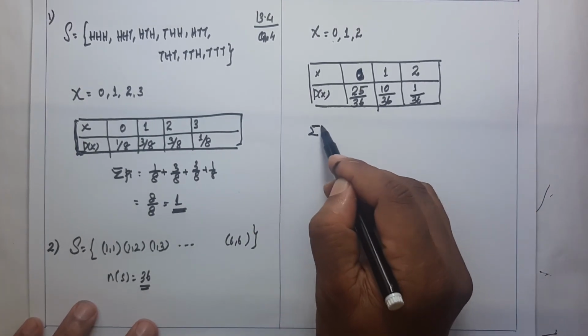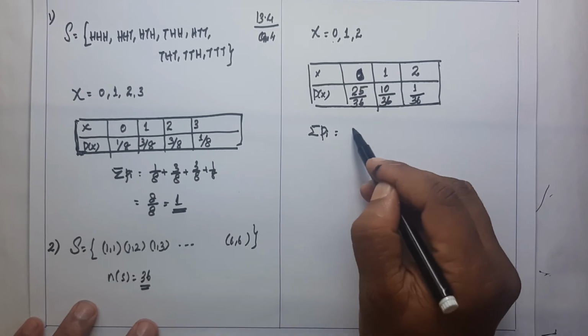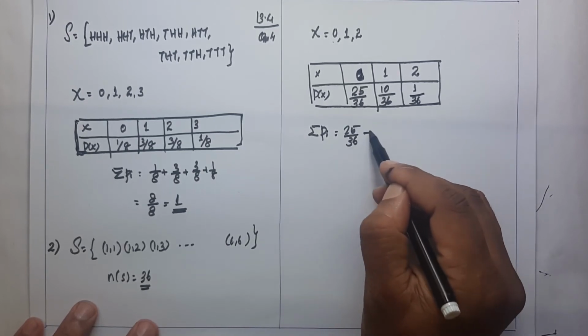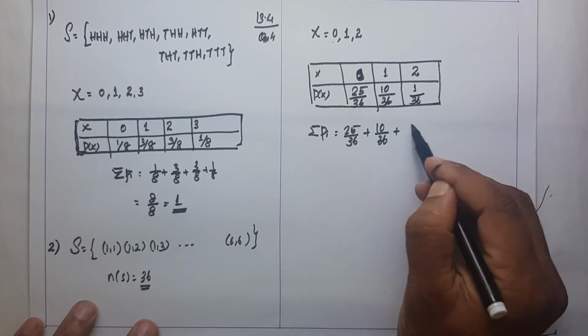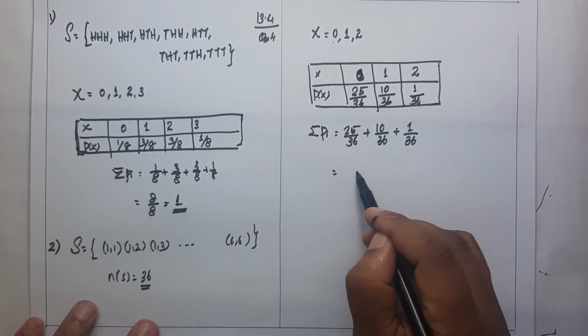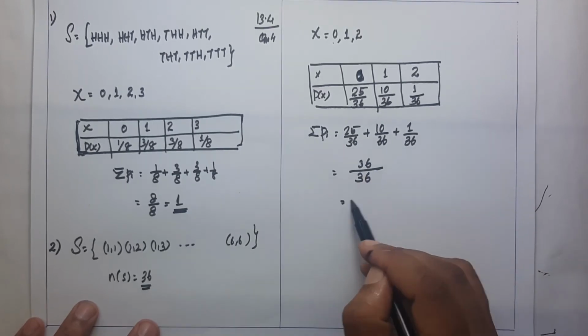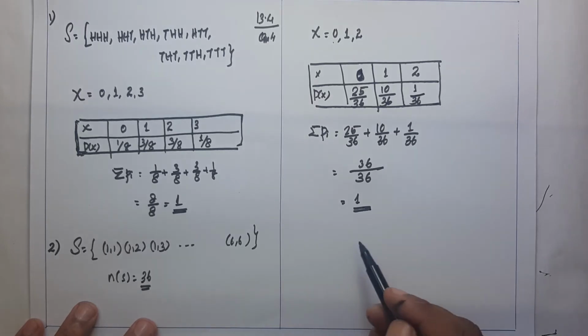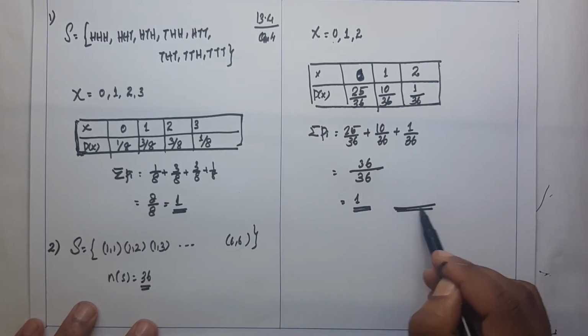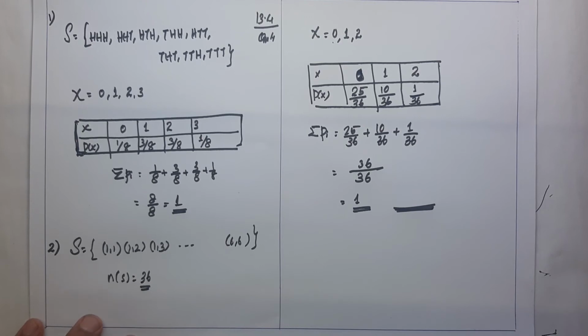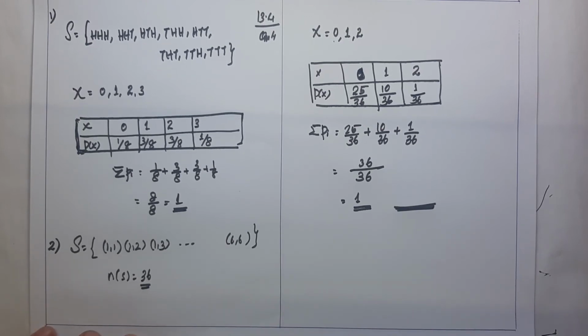Now we find sigma p. Sigma p of xi means 25 by 36 plus 10 by 36 plus 1 divided by 36, with common denominator 36. Adding these terms we get 36 by 36, which is equal to 1. That is, sigma pi is equal to 1, the sum of the probabilities is equal to 1. Okay, that's all. Now we will discuss one more question based on the probability distribution. The next question is question number 14.